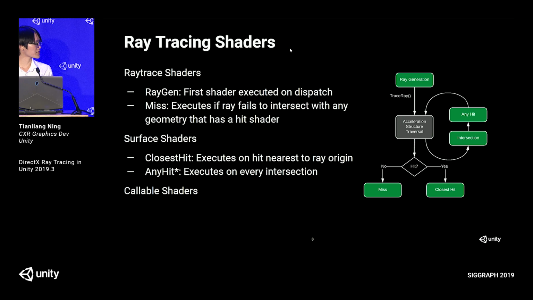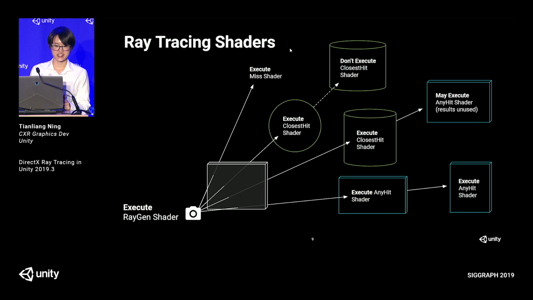I also want to point out that DXR groups closest hit and any hit shaders together in hit groups, just for your information on DirectX ray tracing. So to illustrate these shaders in action, we start with the raygen shader. And in this case, we have a raygen shader that shoots all the rays out from the camera. But as we'll see later, you can generate those rays however you want.